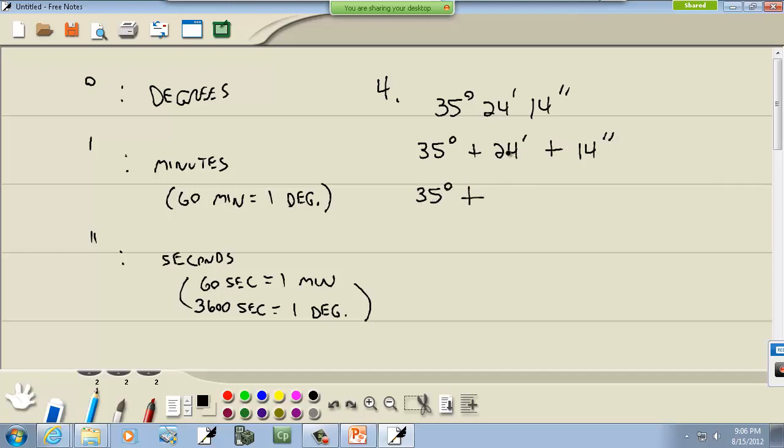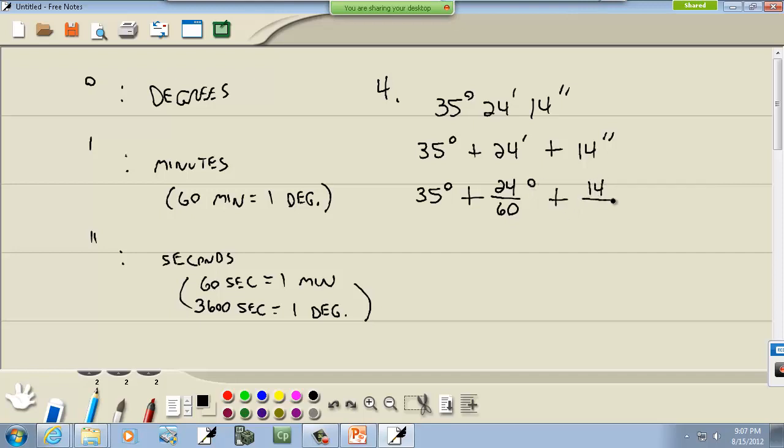Now to convert this, you can memorize formulas all day long, but it's really a lot easier than that. Think if this was 60 minutes instead of 24 minutes. 60 minutes is 1 degree. So you think, what would I do to get that to degrees? We divide by 60. 60 divided by 60 gives you 1. So to convert that, we're going to do 24 divided by 60, and that changes that to degrees.